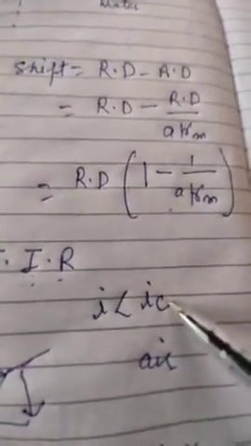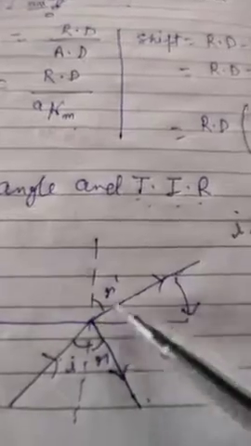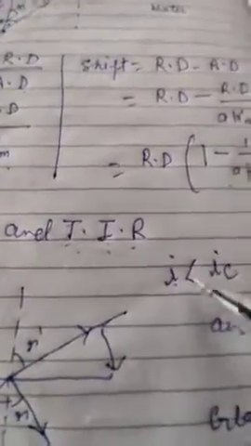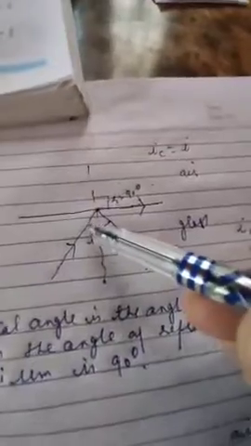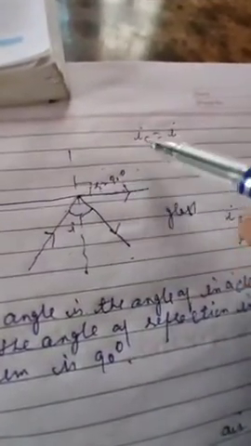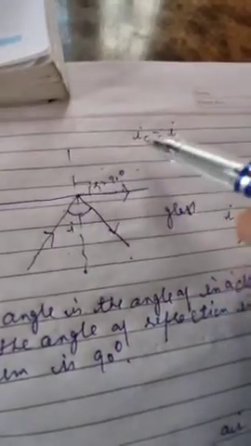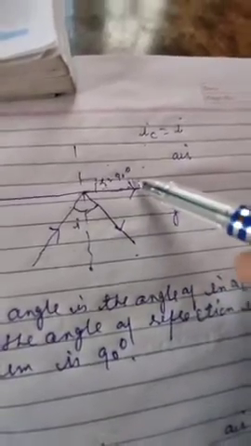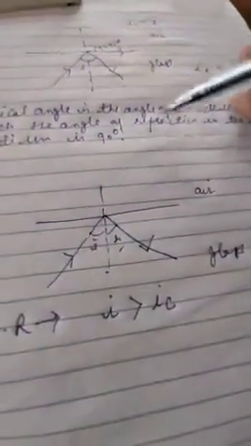IC means critical angle. So when refraction takes place, it means the angle of incidence, which is coming from the denser medium, is less than the critical angle. And when the angle of incidence is equal to the critical angle, the angle of refraction would be 90 degrees. So these are the three cases.